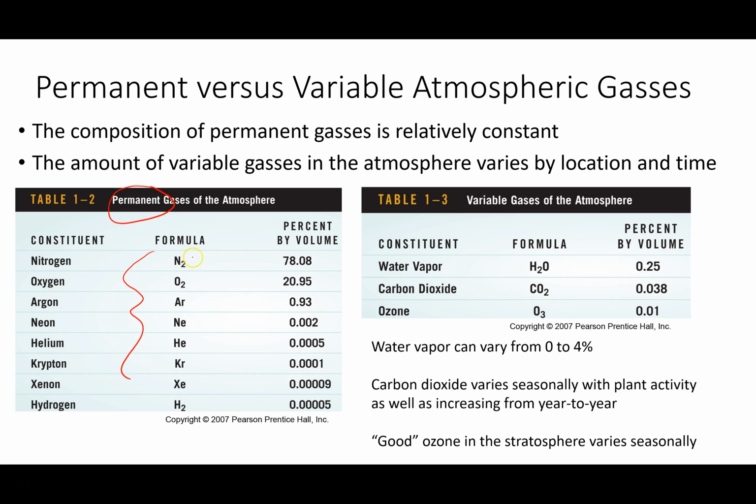The most abundant permanent gases are nitrogen and oxygen, about 80-20, and then we've got these trace gases. Permanent means that it's generally constant with regard to concentration. Variable gases means their concentration varies from day to day, location to location. There are 3 main variable gases: water, carbon dioxide, and ozone.